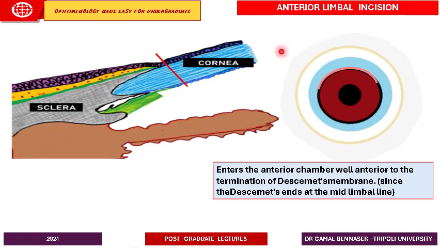Now, another point: if you do an incision anterior to the anterior limbal line here, this is called a clear corneal incision. Any incision beyond the anterior limbal line or the anterior limbal incision is known as a clear corneal incision.